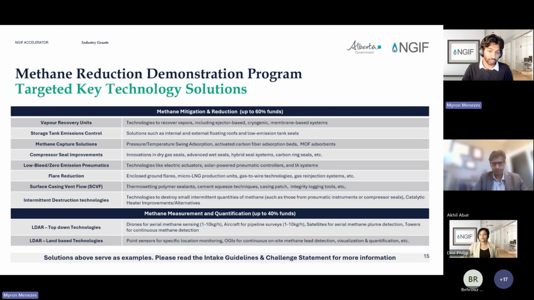Shown on the screen is a list of solutions we are interested in de-risking. I just want to reiterate that the solutions that you see on the screen and in any of the intake or challenge statement documents merely serve as examples. As long as you have a methane mitigation and reduction technology or a methane measurement and quantification technology, you would be eligible to apply for the methane reduction demonstration program.